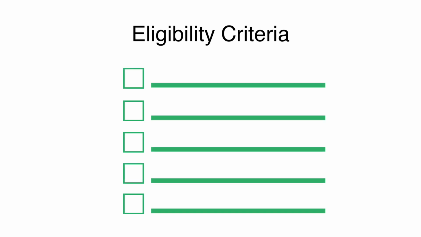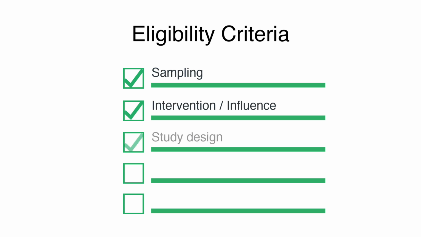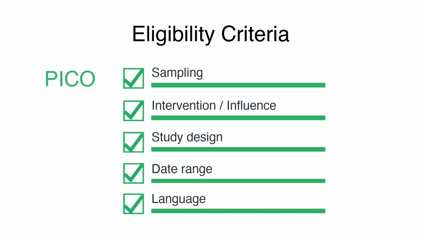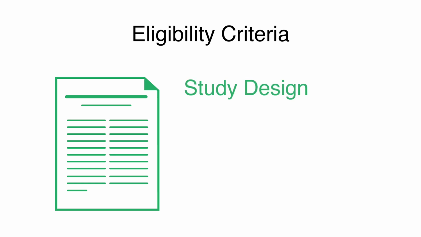Before searching for primary studies, initial criteria can be outlined to include sampling criteria of participants, intervention or influence, study design, and other criteria such as date range, language, or items of unpublished work. Notice the similarities and differences of the sampling criteria to the PICO frame. You might notice that study design is an important part of search criteria when integrating data from similar works.